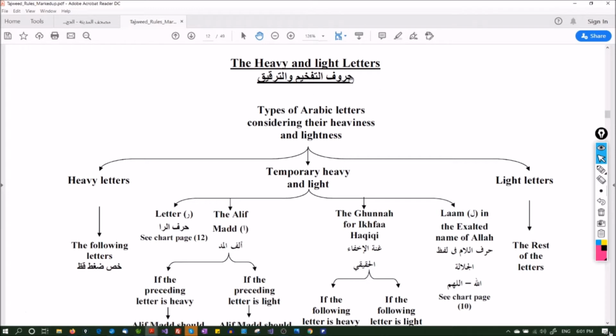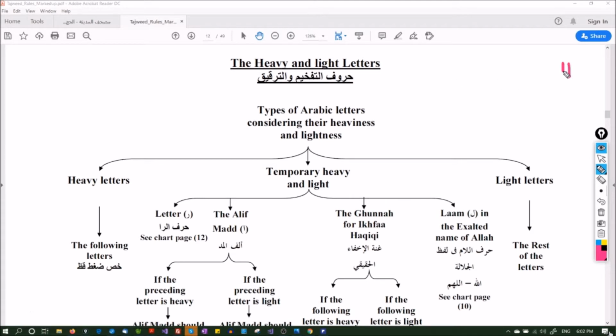In Arabic, حروف التفخيم والترقيق. Tafkheem stands for heavy or rounded or full mouth, and Tarqeeq stands for light, thin. So Tafkheem is heavy and Tarqeeq is light. That's how it is. Let me just write it here. So I'll just make an arrow. So ترقيق or تفخيم.